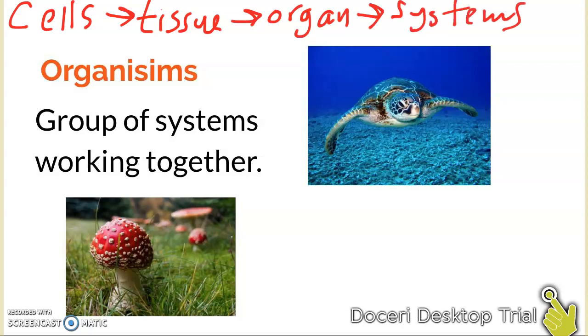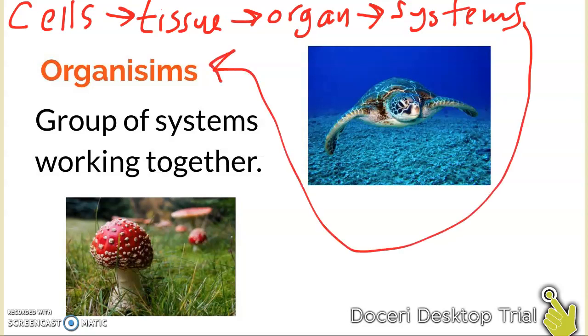And if you put systems together, if I put my circulatory system and my respiratory system together, I make an organism. An organism is a complete living thing. It's all of the organs working together. My muscular system, my skeletal system, my respiratory system, my circulatory system. I put it all together and I've made an organism. I've made a living thing, like a mushroom or a turtle.